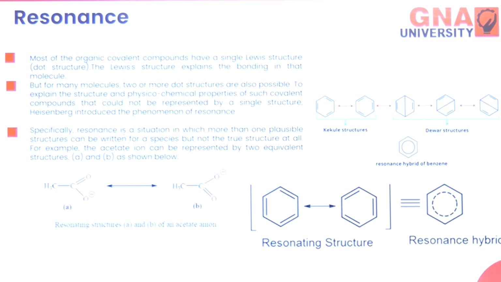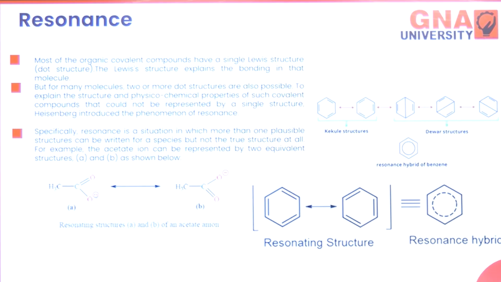Specifically, resonance is a situation in which more than one possible structure can be written for a species, but none of them is the true structure. For example, the acetate ion, right? We cannot represent the acetate ion with a single structure. We can write more than one structure, because the negative charge can be dispersed over all three atoms, so we can write two structures for the acetate ion. Such structures are known as resonating structures.